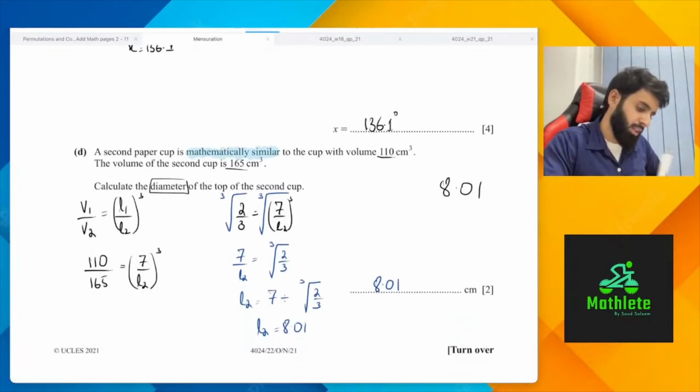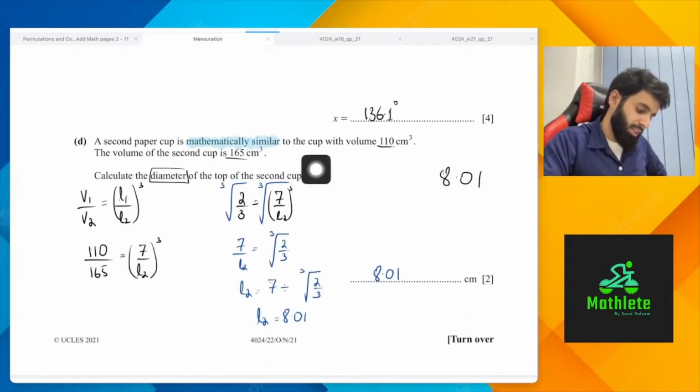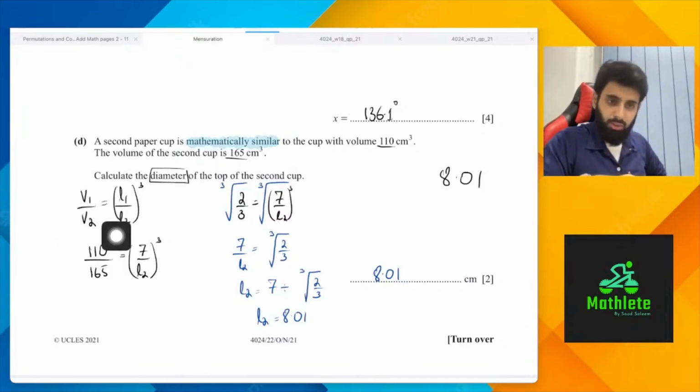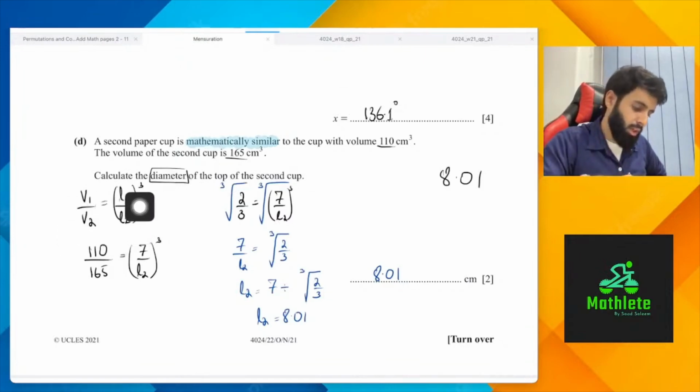Okay, I'll explain this again. So mathematically similar means V1 upon V2 is equal to L1 upon L2, the whole thing cubed. V1 is the volume of one of the cups, so we took the volume of this cup over here as 110. The volume of the second cup is 165.